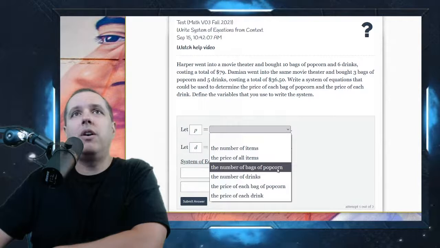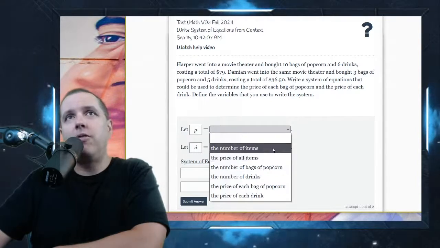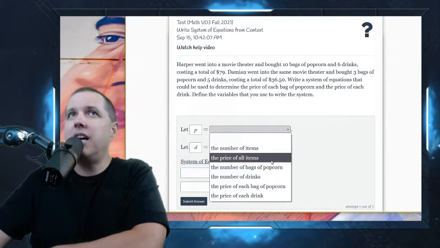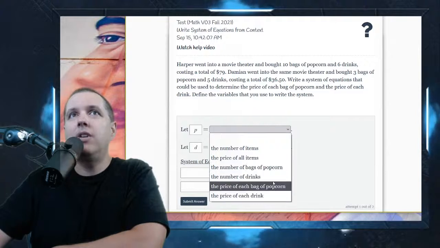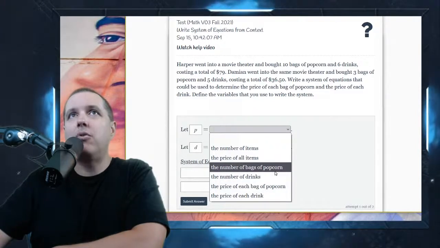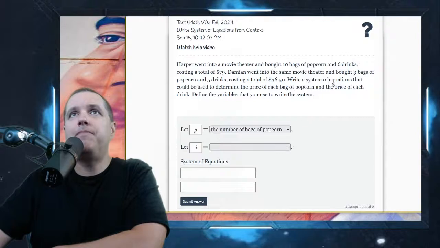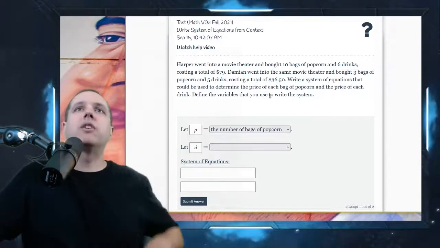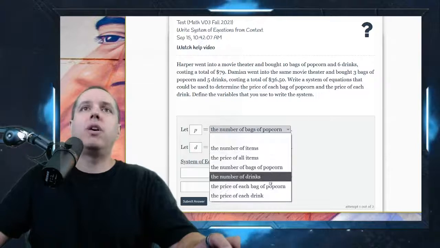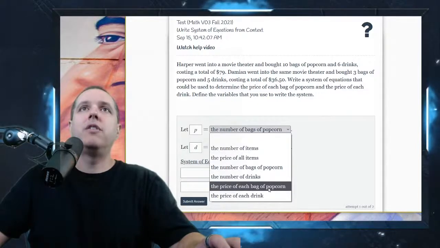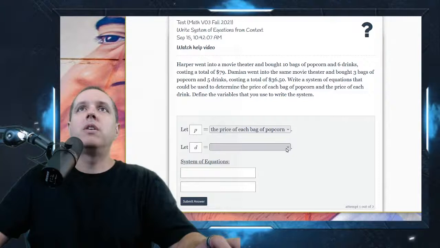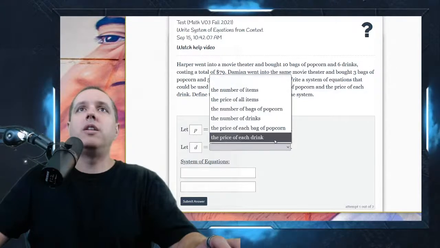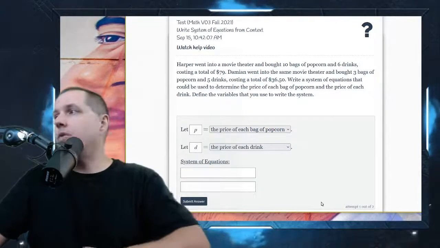Okay, so which one is it? Here's some choices. The number of all items? No. The price of the items? Probably not. Really, we're looking at the number of bags of popcorn. Actually, that's not what we want to do. We want the price of each bag of popcorn. And here we want the price of each drink, right?